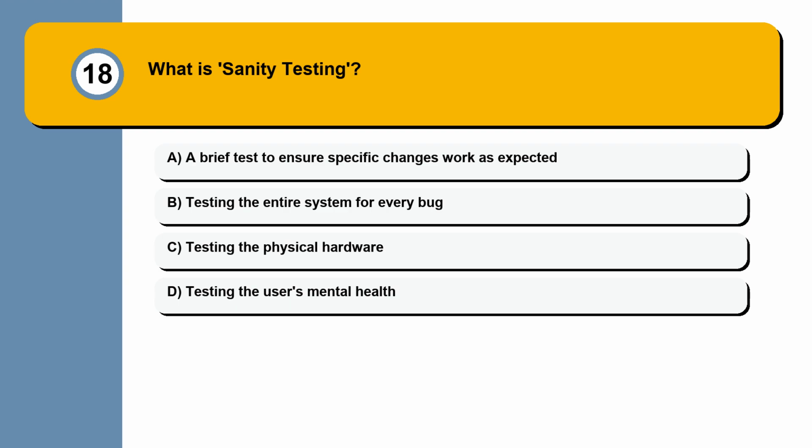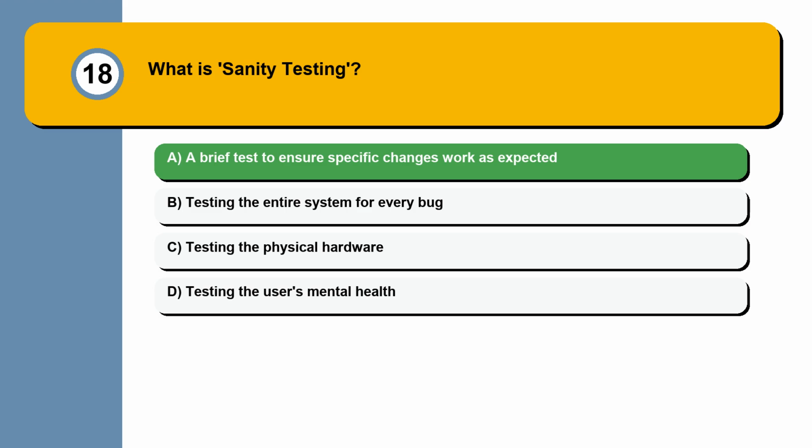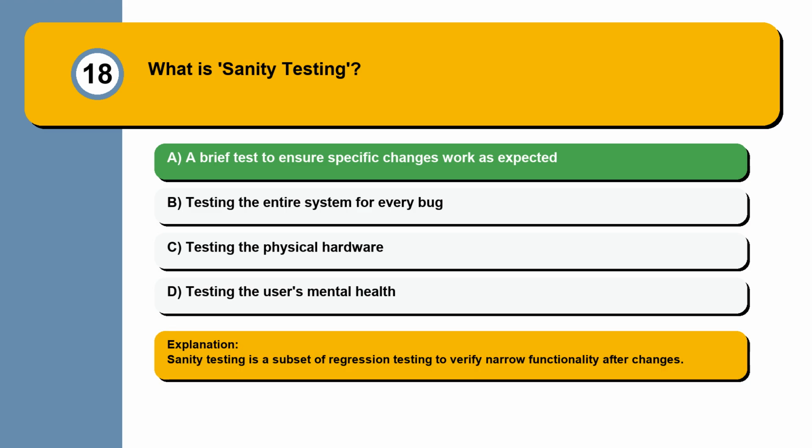Question 18. What is sanity testing? A brief test to ensure specific changes work as expected. Testing the entire system for every bug. Testing the physical hardware. Testing the user's mental health. Sanity testing is a subset of regression testing to verify narrow functionality after changes.